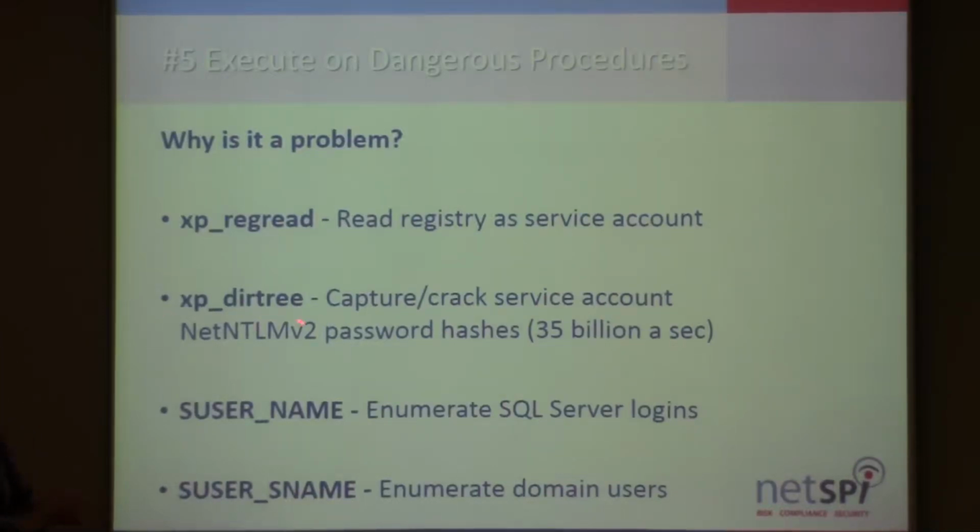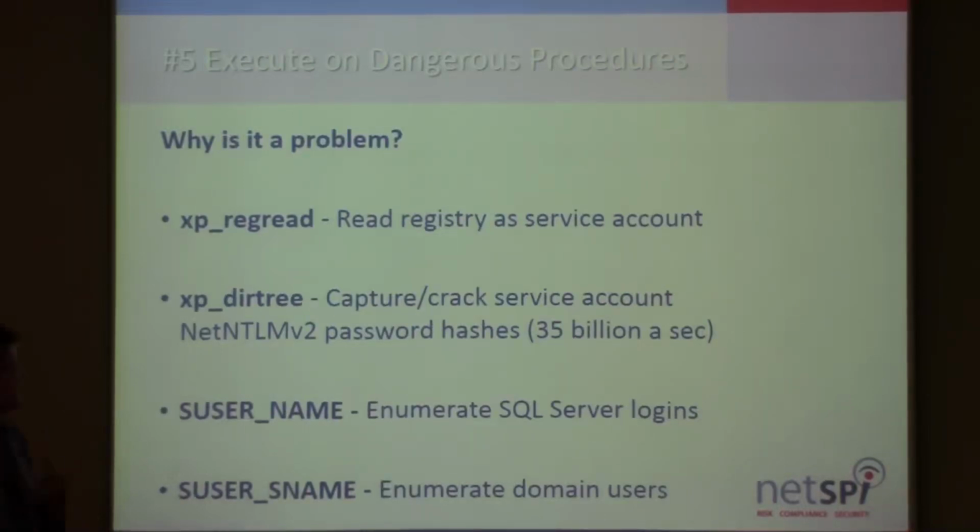The next one is XP Directory, and this is intended to provide recursive directory listing on your current server, but it also supports UNC paths, which means I can try to list directories on remote servers, including my evil one, where I ask it to authenticate to me and I capture its password hash, and then I can crack that offline and then get access to the server. And I'll show that scenario a little later too.